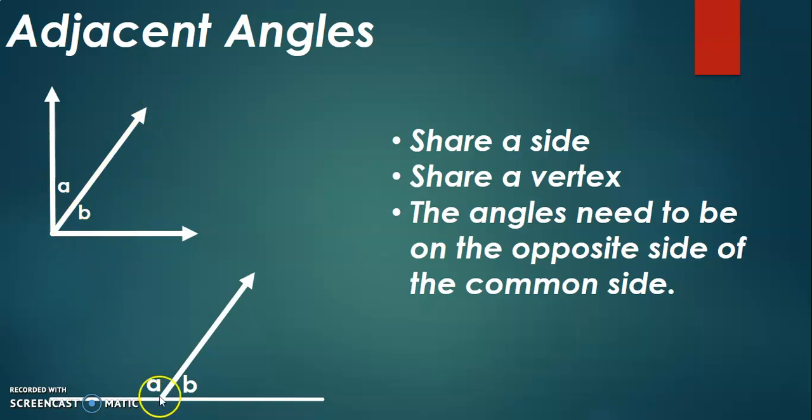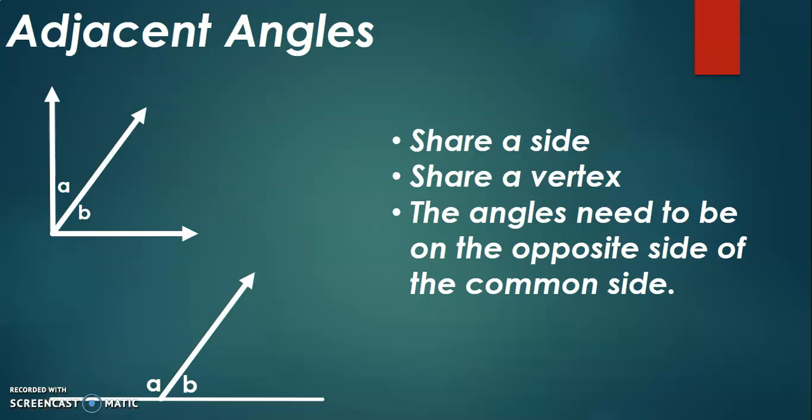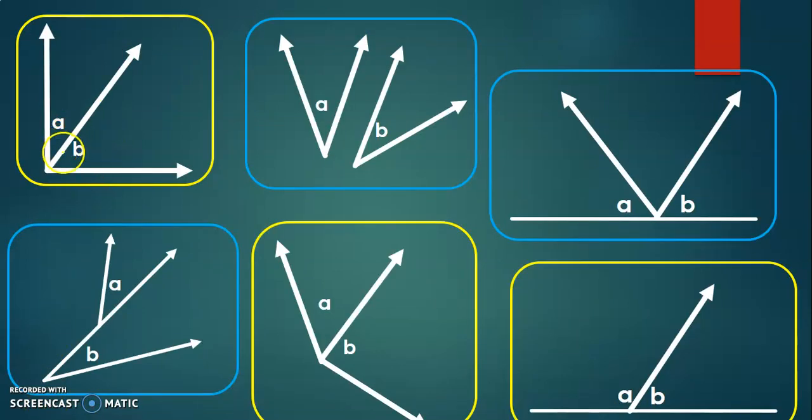And also in this diagram over here, they share a side, they share a point over here, and then they are also on either side of this line over here. So you can also call these angles adjacent. All right, let's go through a few examples so that you understand what I mean. Now, I've got the first example over here.